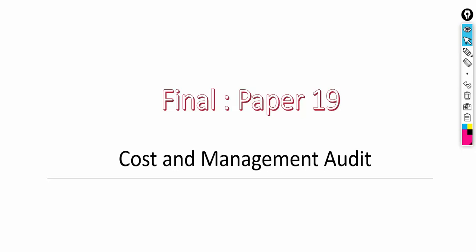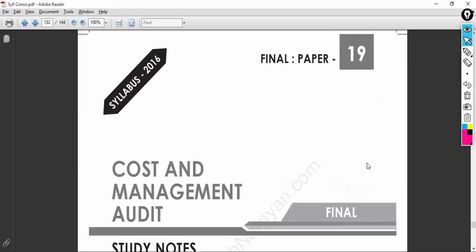In this video, we're going to analyze the final paper 19, which is cost and management audit. Again, it might not be a complete practical subject, but it's one of the practical subjects which should also be given a lot of importance with regard to the theory part. We'll try to understand those things and see how you can plan to get at least a basic of 40% and an aggregate of 50% to pass your CMA journey.